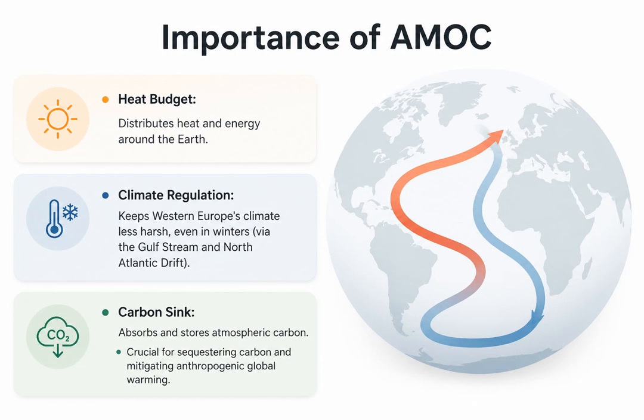Why does AMOC matter so much? First, it is a massive engine for the Earth's heat budget, distributing heat and energy around the globe. For example, Western Europe enjoys a relatively mild climate, even in winter, largely because AMOC brings warm water north via the Gulf Stream and the North Atlantic Drift. Without it, Europe would be freezing. Furthermore, AMOC acts as a massive carbon sink. As the cold water sinks, it pulls dissolved atmospheric carbon down into the deep ocean, storing it for centuries. This carbon sequestration has profound implications for slowing down anthropogenic global warming.